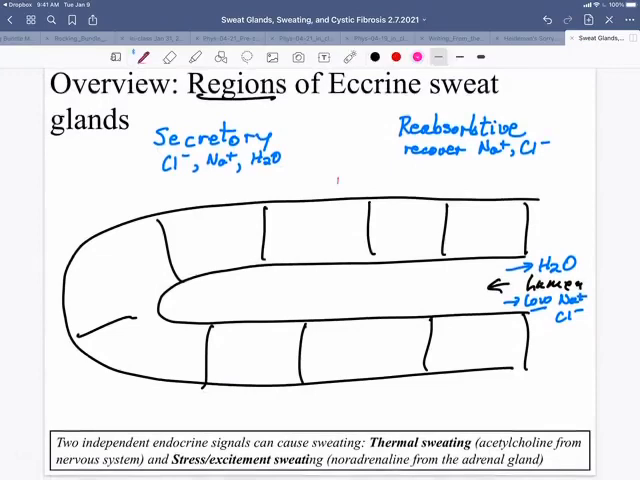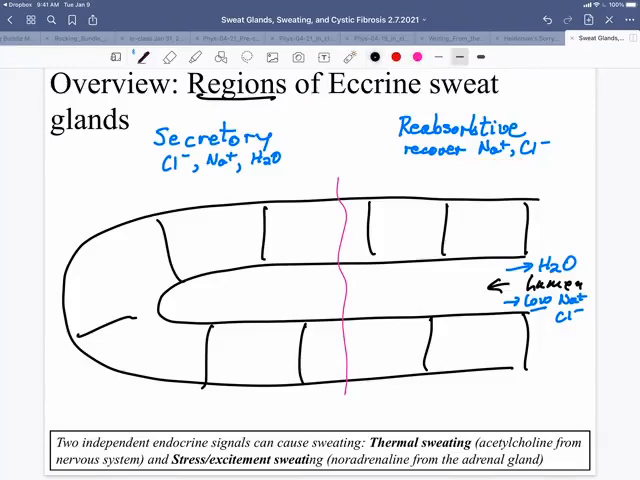There are two regions of a sweat gland. The two regions are the secretory region, where chloride, sodium, and water are secreted, and then the reabsorptive region that recovers sodium and chloride.